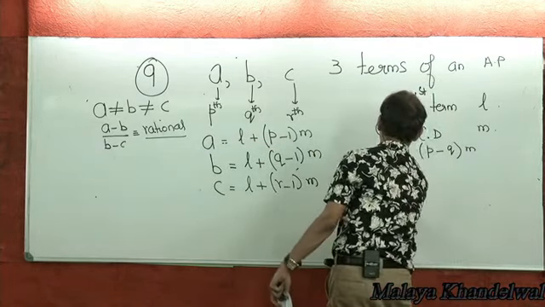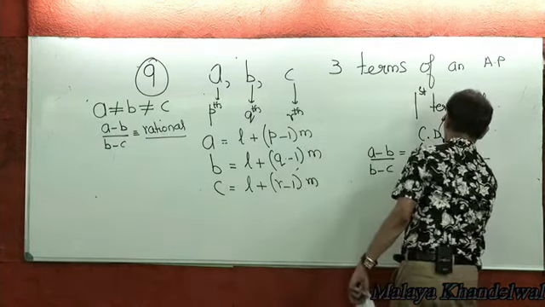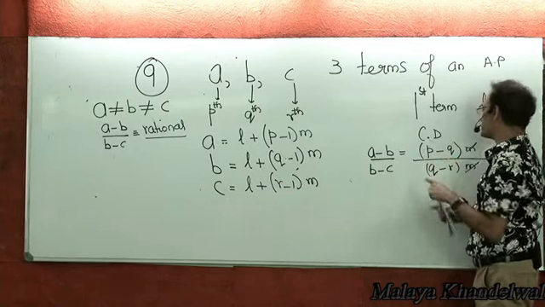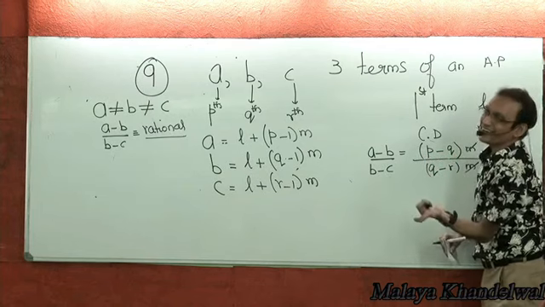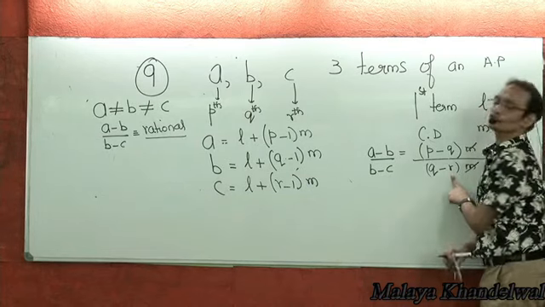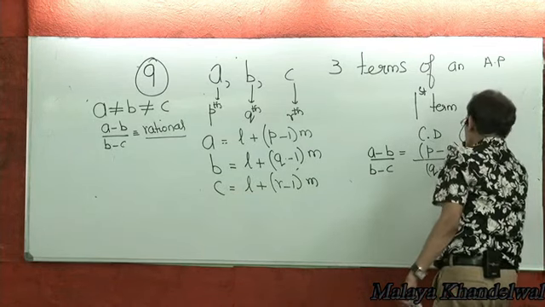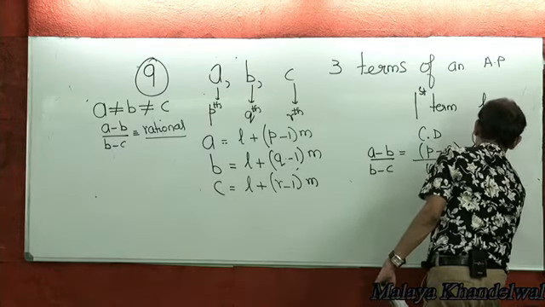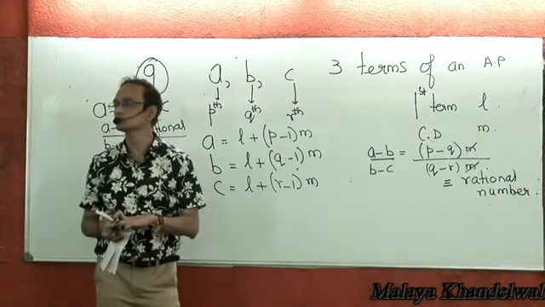What is B minus C? Divided by B minus C. What is B minus C? Q minus R into M. M gets cancelled. If P, Q, R are all integers, then P minus Q will be an integer. Q minus R will be an integer. Ratio of 2 integers will be a rational number. Isn't it? Integer divided by integer is going to be a rational number, and q is not equal to r, because they are all distinct terms. So this is integer divided by integer, which therefore is a rational number. Yes or no?